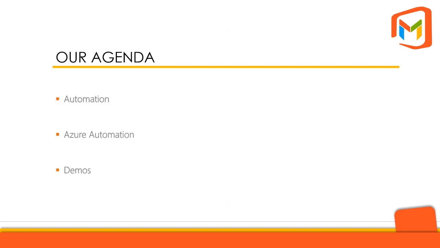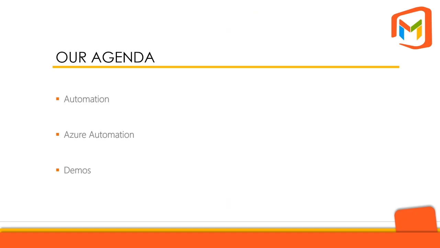So our agenda for today, we are going to talk about automation. I will define what is automation and introduce some Microsoft products that are used in order to automate stuff on premises or on the cloud. And I will share with you guys my vision about automation.